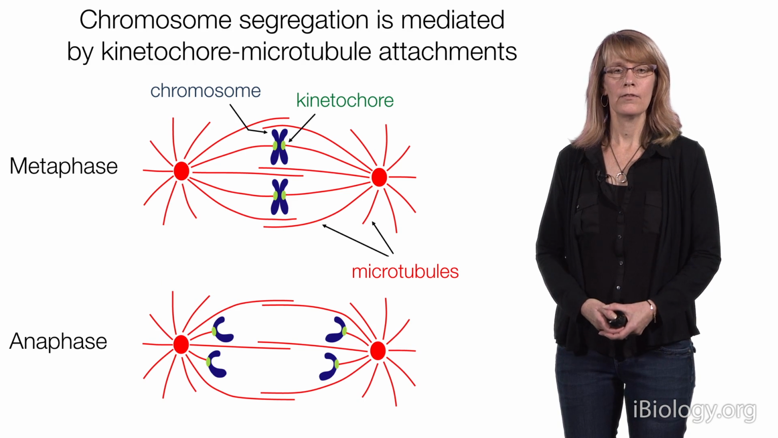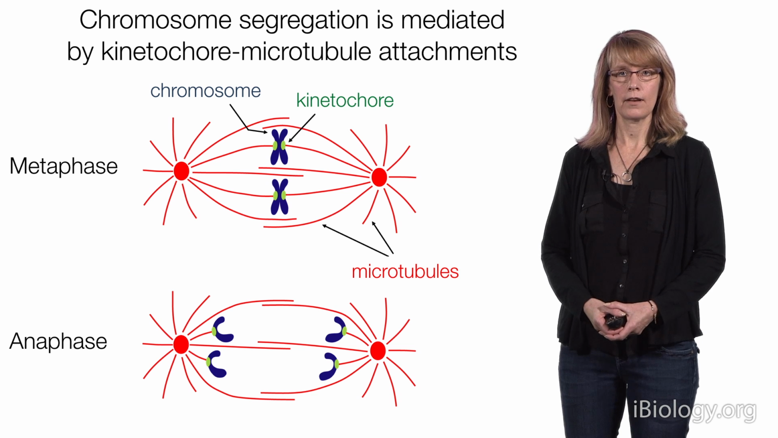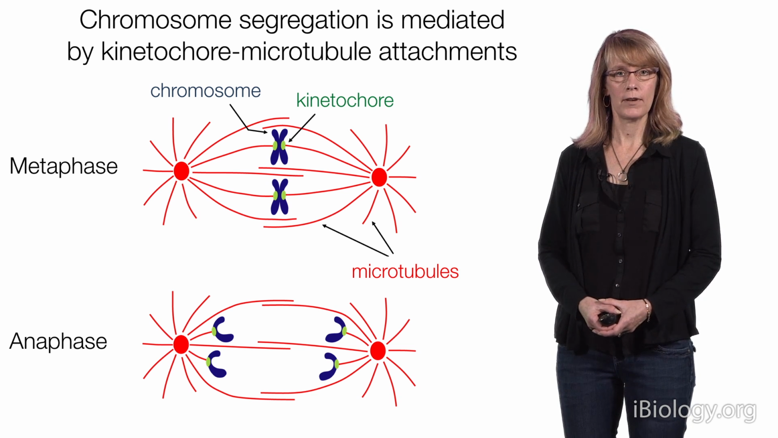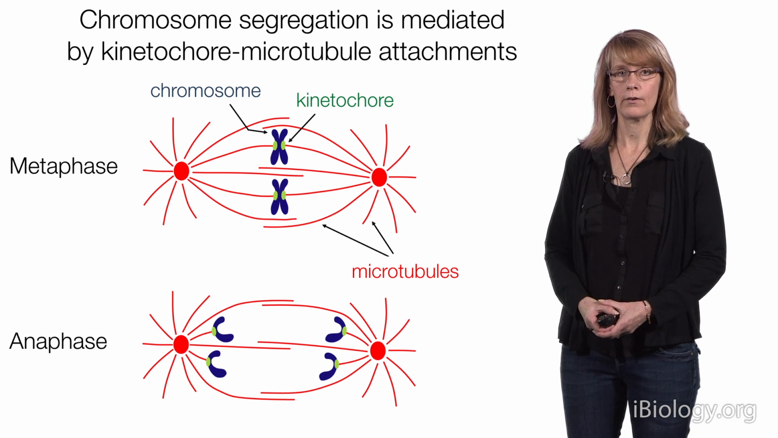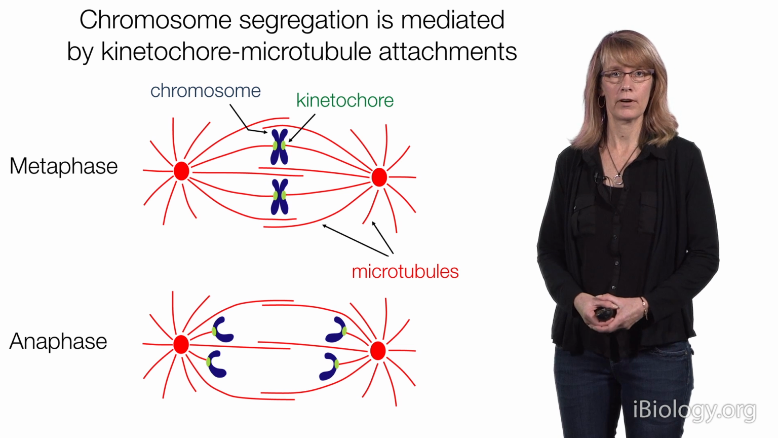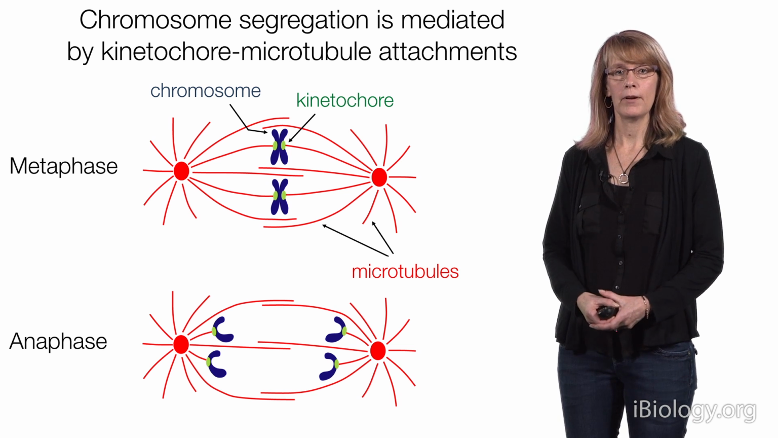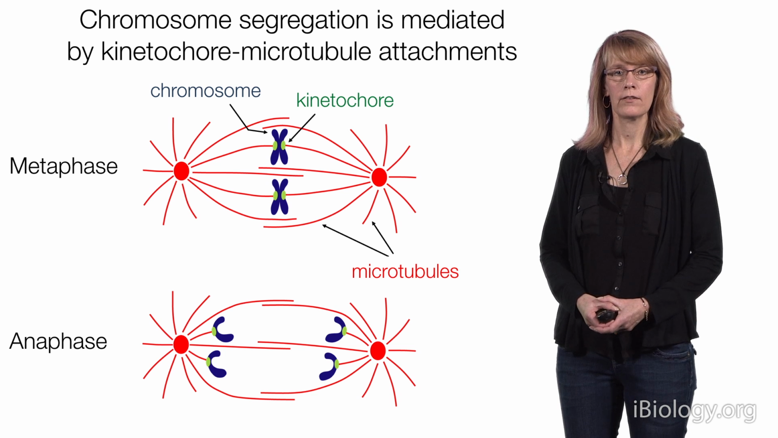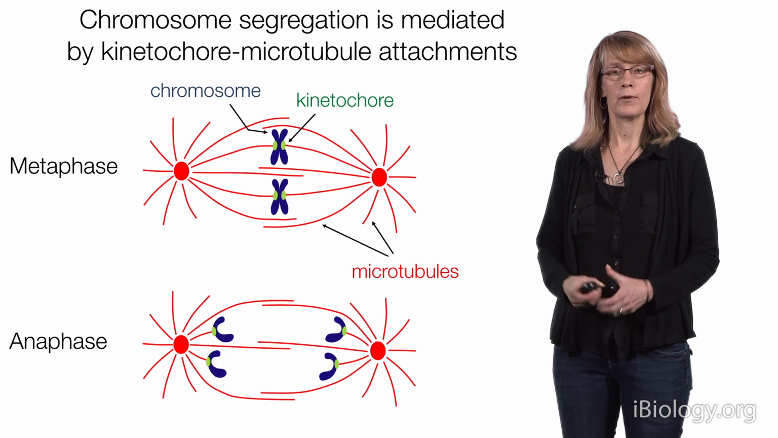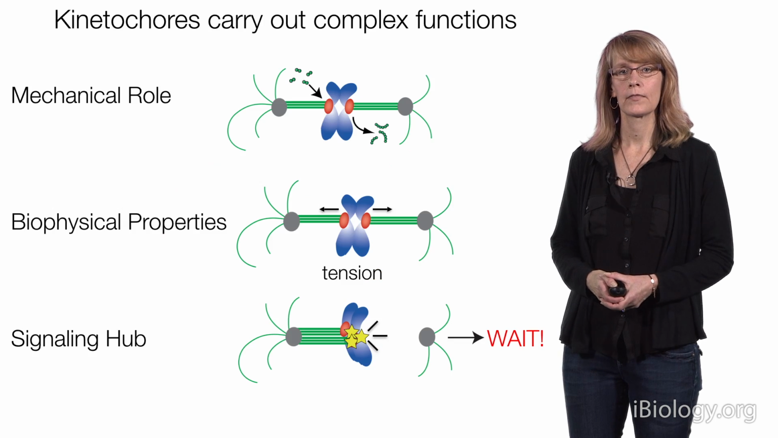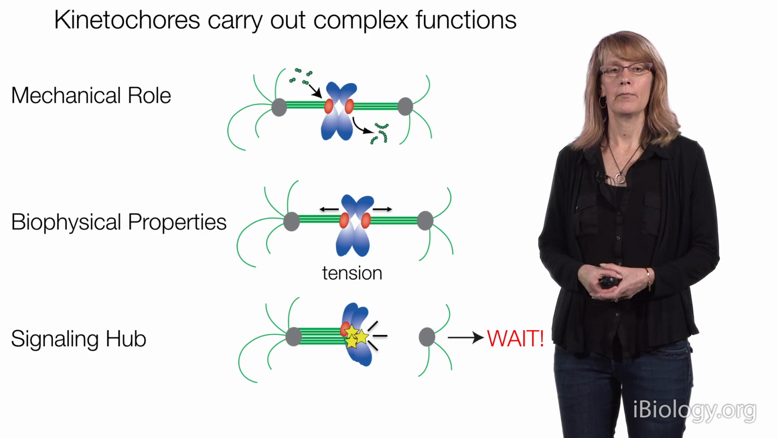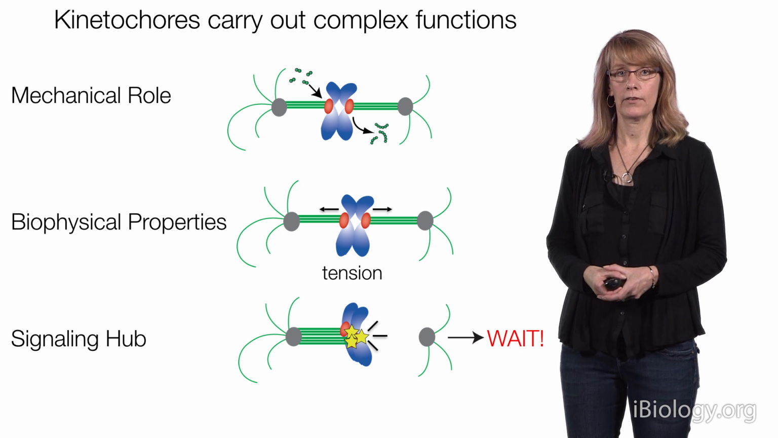Just to remind you, chromosome segregation is mediated by kinetochore-microtubule attachments. At metaphase, microtubules emanating from spindle poles attach to the chromosomes through structures called kinetochores that I discussed in detail in the first part of my talk. Once every pair of chromosomes is properly aligned, the cell enters anaphase and the microtubules physically pull chromosomes to opposite poles.